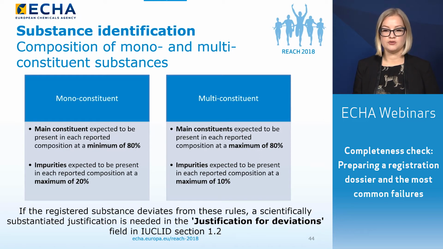Whereas for a multi-constituent substance, the main constituents are expected to be present in each reported composition at a maximum of 80%. And impurities are expected to be present in each reported composition at a maximum of 10%. Then, if your registered substance deviates from these rules, a scientifically substantiated justification is needed in the Justification for Deviations field in EUCLID section 1.2. And shortly I will show you where to find this field with the help of an EUCLID screenshot.